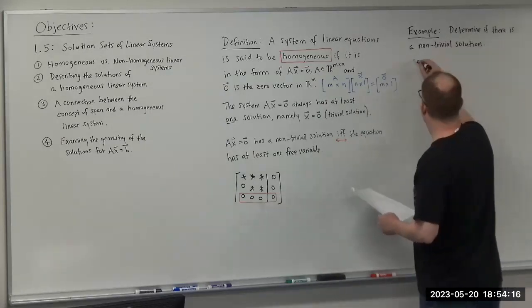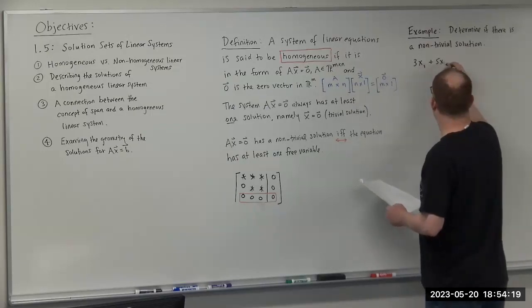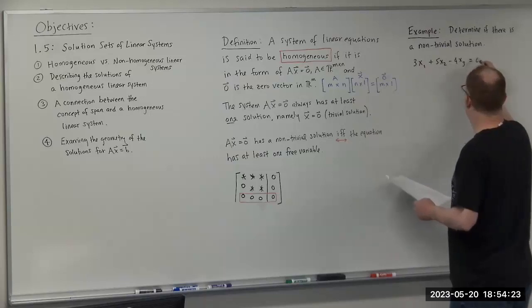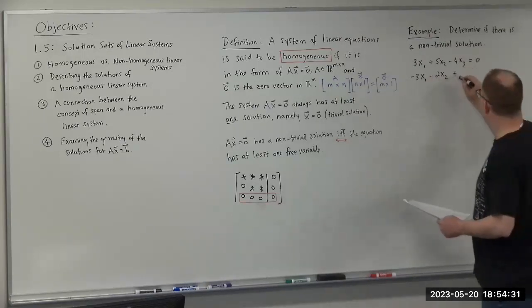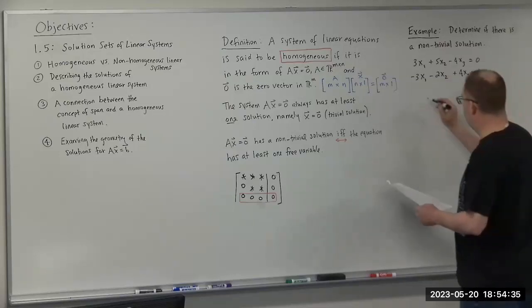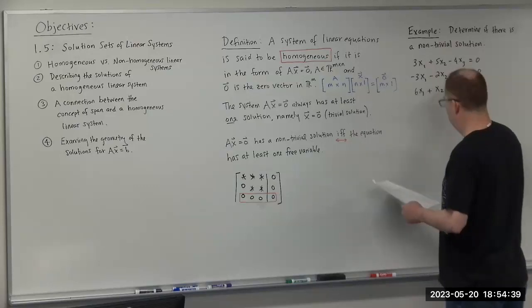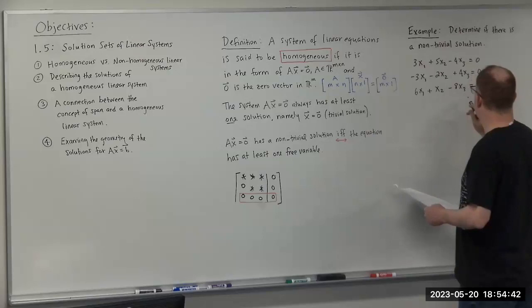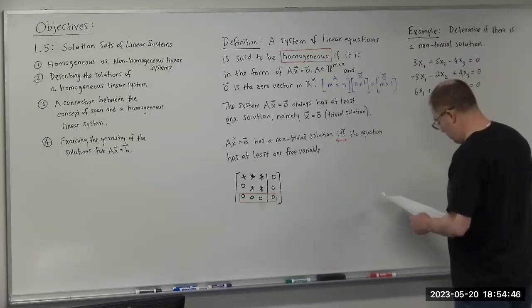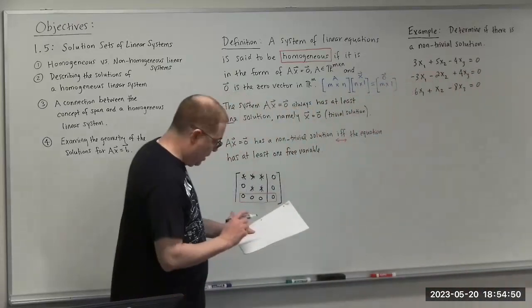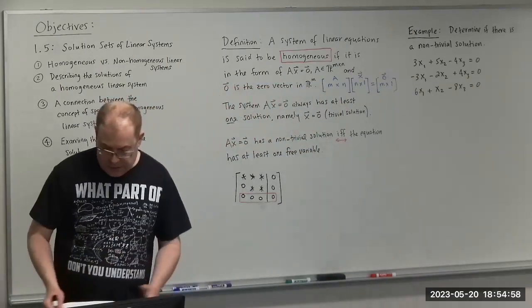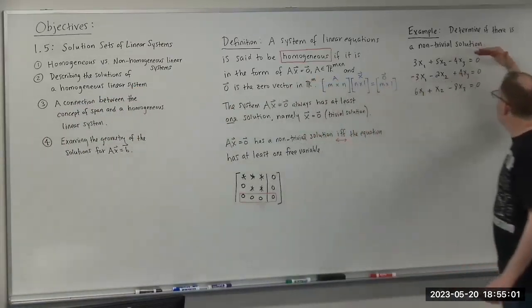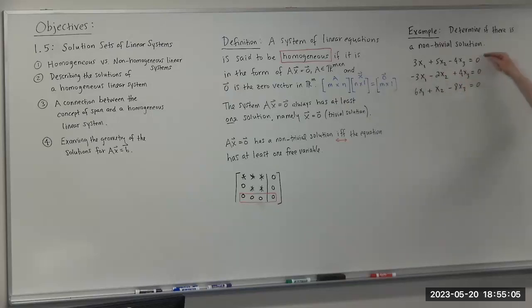Okay, so here's our system. We have 3x1 plus 5x2 minus 4x3 equal to 0, minus 3x1 minus 2x2 plus 4x3 equals 0, and 6x1 plus x2 minus x3 equals 0. Let's just double check my signs here. Okay. This is an example of a homogeneous system. We have three equations, three unknowns, and on the right-hand side there's your zero vector.